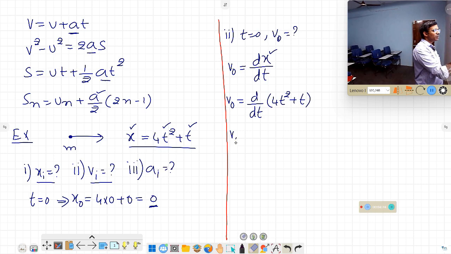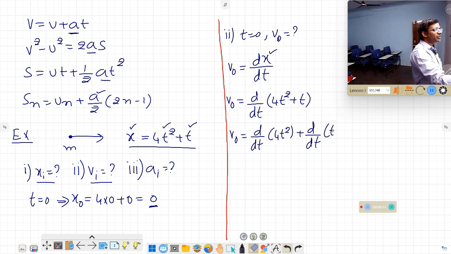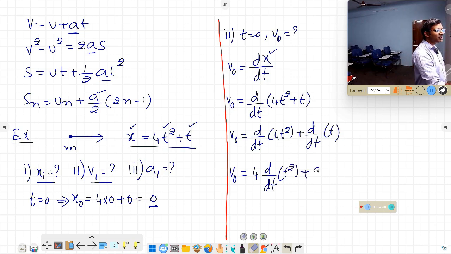While solving, what you have to do is apply this differential function to both terms separately. That is d by dt of 4t square, the first term, plus the second term, d by dt of t. This way you have to apply. Now after applying, solve it using differential formulas. 4 is a constant, so d by dt of this I can write as t square, and plus dt by dt. So after solving this, what are we going to get?